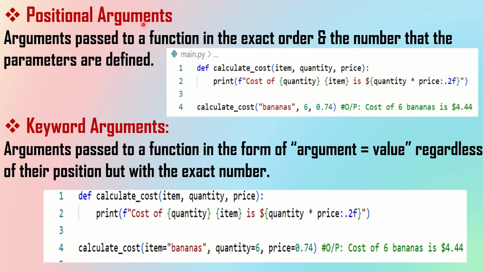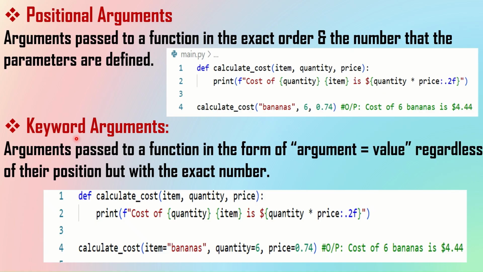So in the case of positional arguments, the order and the number of parameters defined in the function definition matter the most, and we need to follow the exact sequence and order while making a function call whenever we are passing arguments.